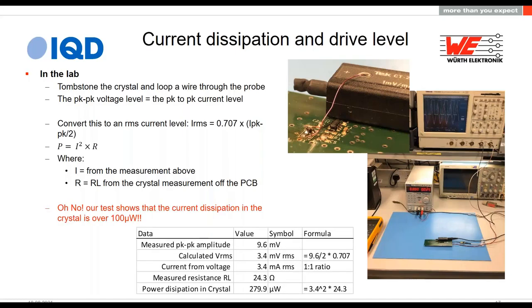So I did that to this PCB. And what I found was that I had 9.6 millivolts peak to peak, which gave me 3.4 volts RMS, which is a 1-to-1 ratio, so it's 3.4 milliamps. And then I used the RL, which was 24.3 ohms, and that combines to give me a power dissipation in the crystal at the moment of about 280 microwatts. And our data sheet said not more than 100 microwatts. So I got a problem. We got too much current being dissipated in that crystal.